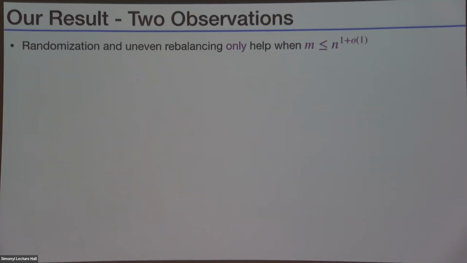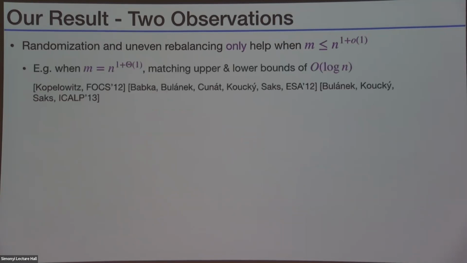So let me now give a couple of observations that I find interesting about this result. One is that randomization and uneven rebalancing only help when your array is of a particular size. When your array is linear in the number of elements in the array, you get this benefit. On the other hand, it was already previously known that when your array is much bigger, let's say polynomial in the number of elements in the array, then log n is the correct answer, and the algorithm that realizes it is both deterministic and smooth.